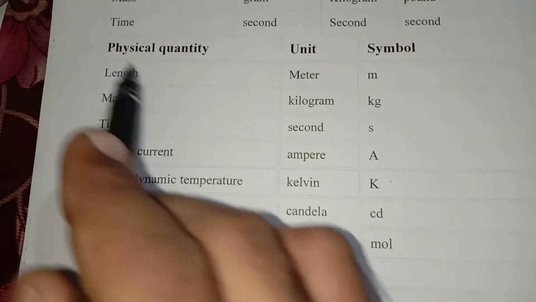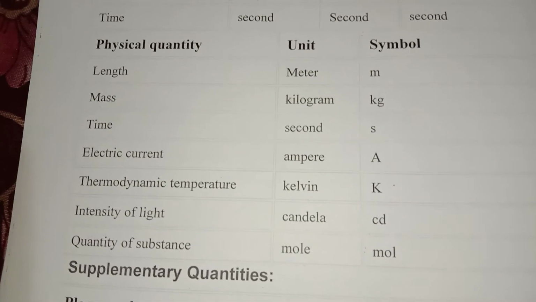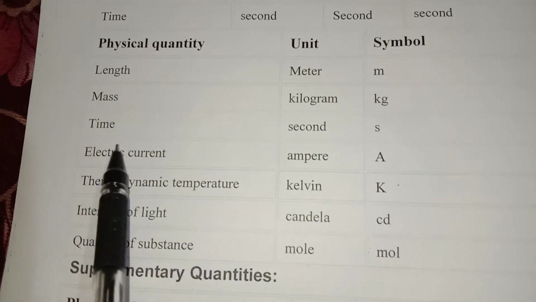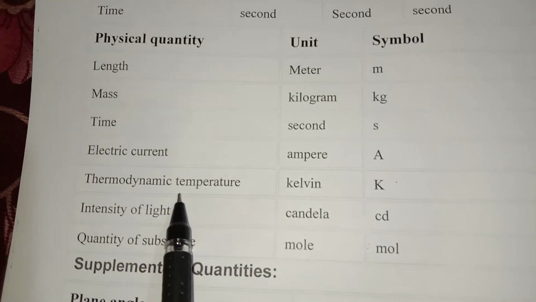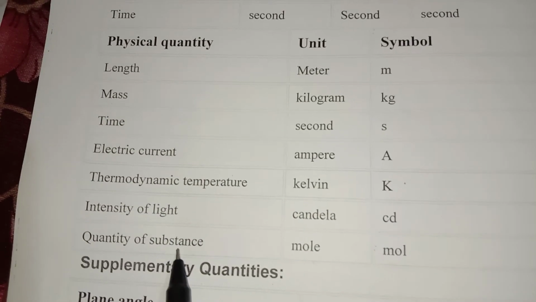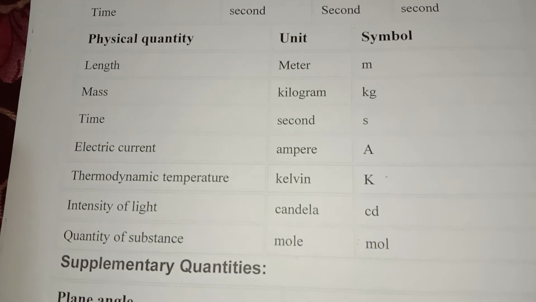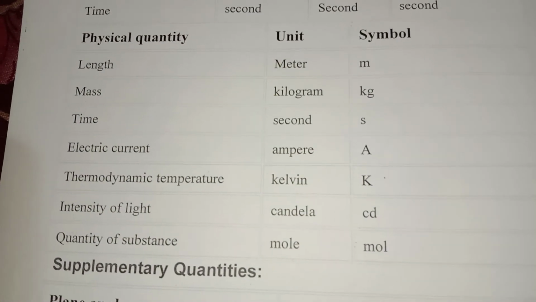So these are the fundamental physical quantities: length, mass, time, electric current, thermodynamic temperature, or we can say temperature, intensity of light and quantity of substance. So this is all about the fundamental physical quantities and their units and symbols.